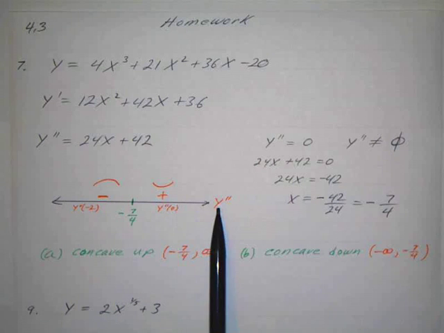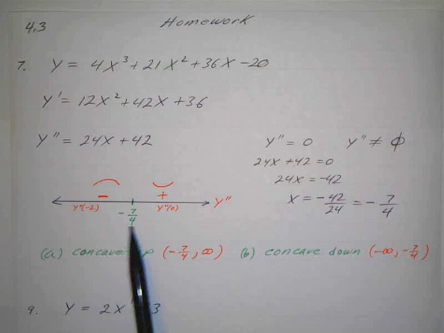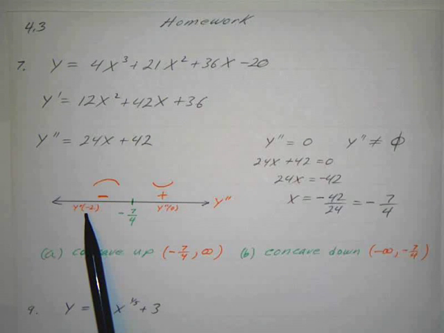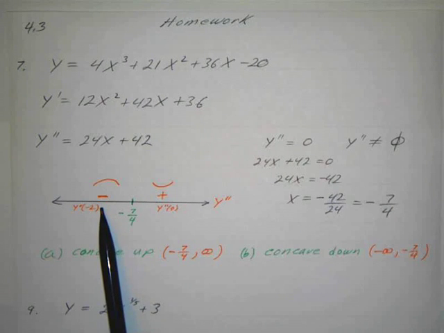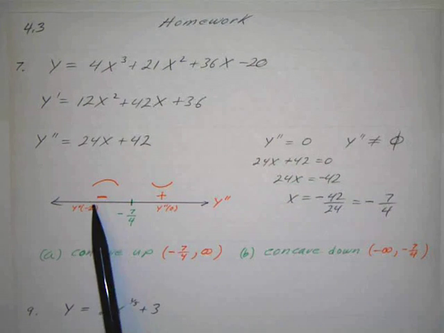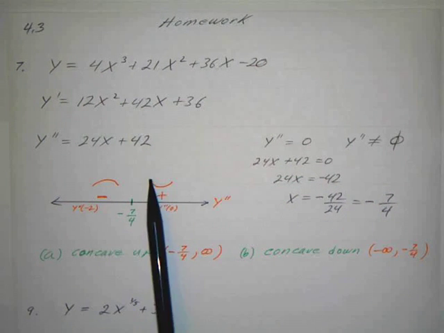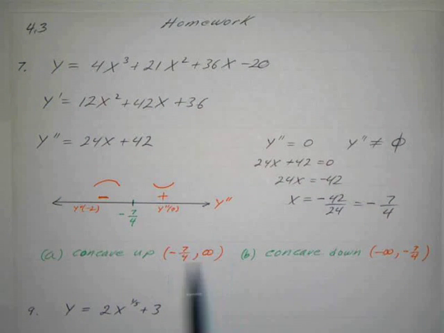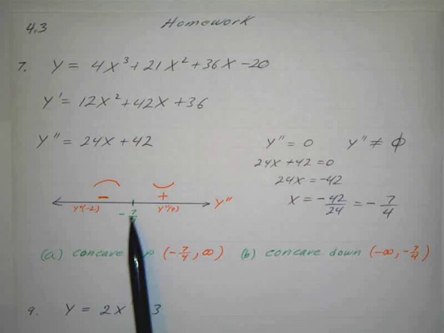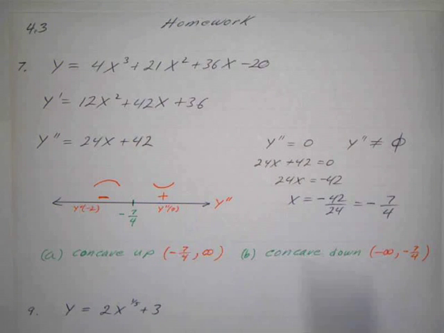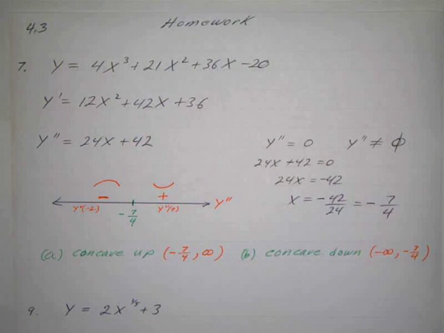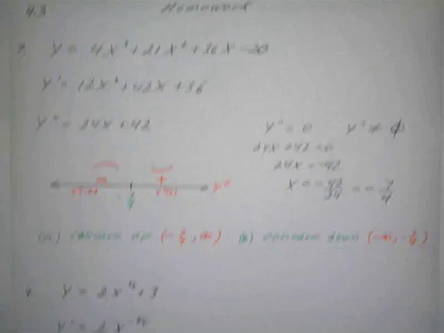So if we use our second derivative test, we just draw our line here. We put our negative 7/4 there. That's the x value of our critical point. And we look to the left, and if we put negative 2 into this derivative, we get negative. We put 0 here, we get positive, so we have negative, positive. So it's concave down and concave up. So it's concave up from negative 7/4 to infinity, and concave down from negative infinity to negative 7/4. So that's pretty easy.